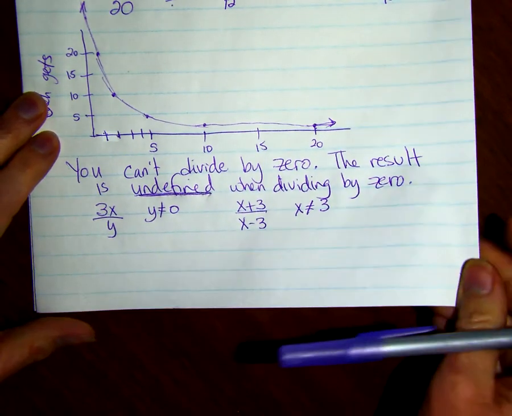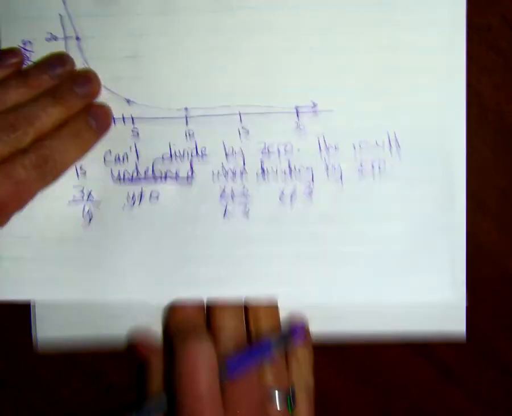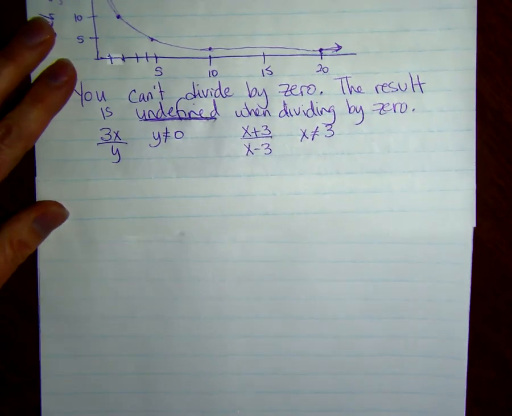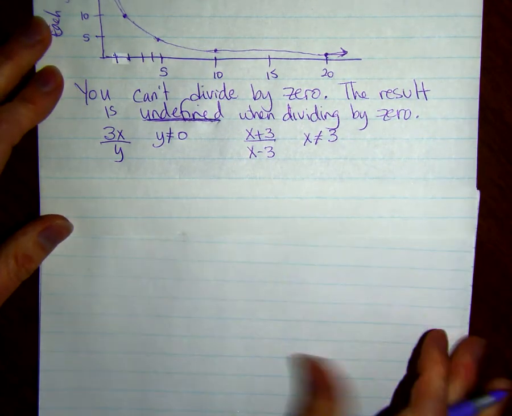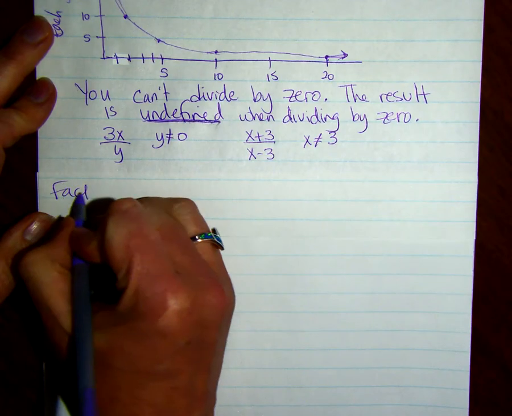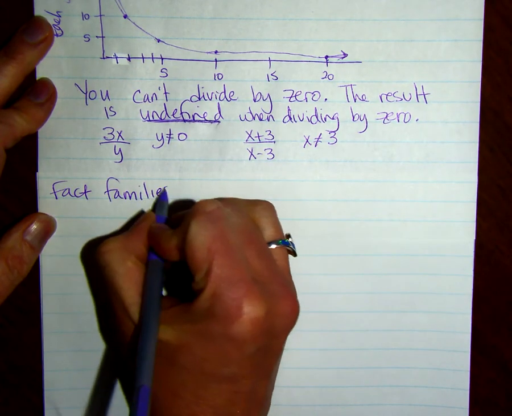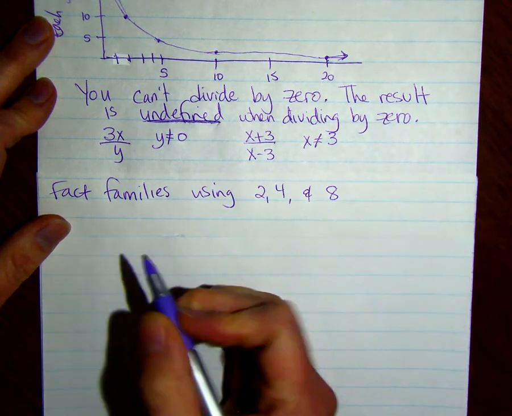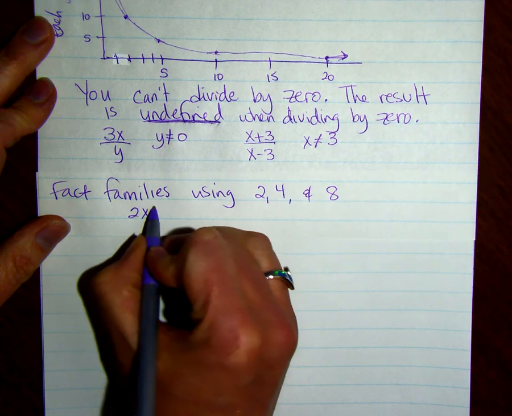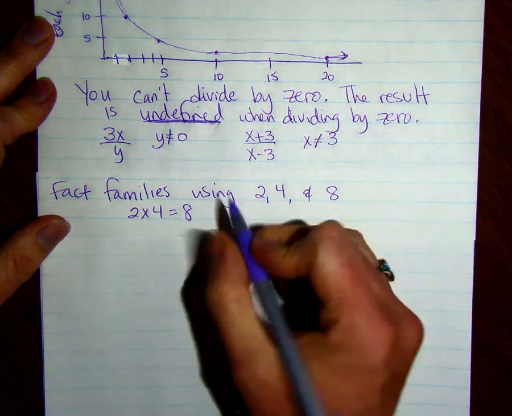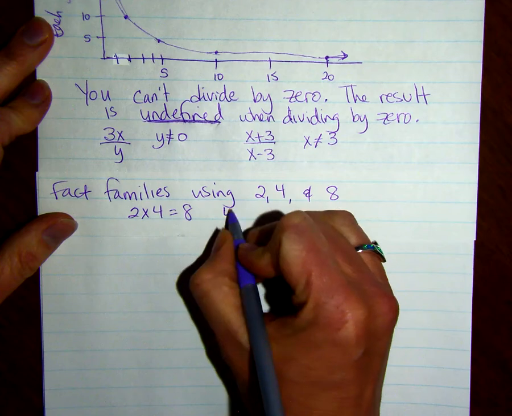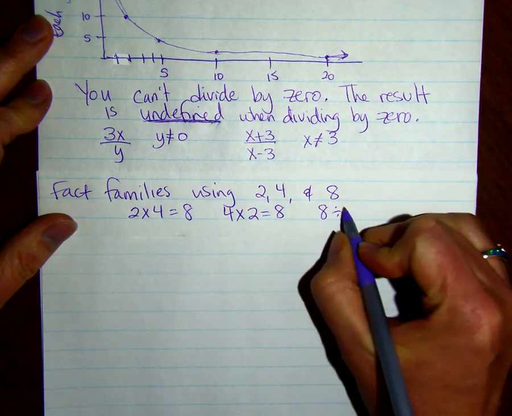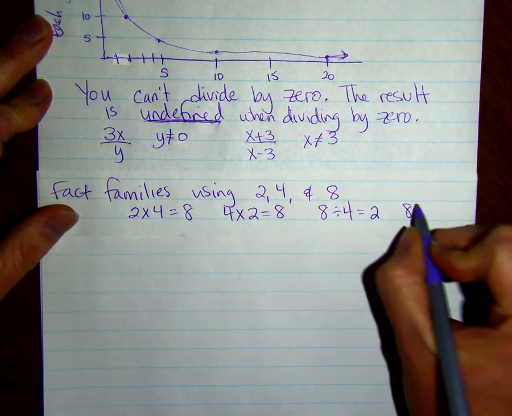I want to remind you about fact families. You guys remember fact families where you have multiplying and dividing. So we're going to write the fact families, just for a reminder, using 2, 4, and 8. So there's a fact 2 times 4 equals 8. We can swap the factors and get 4 times 2 equals 8. Then we can take the product 8 and divide it by each of the factors to get the other factor.